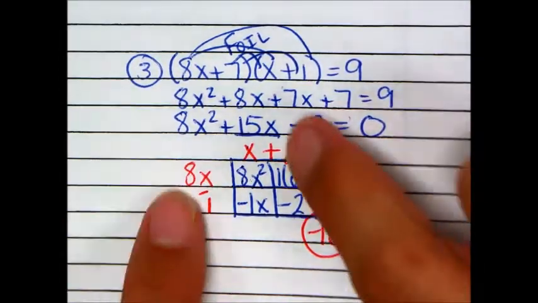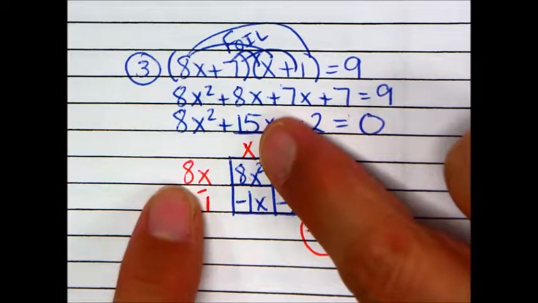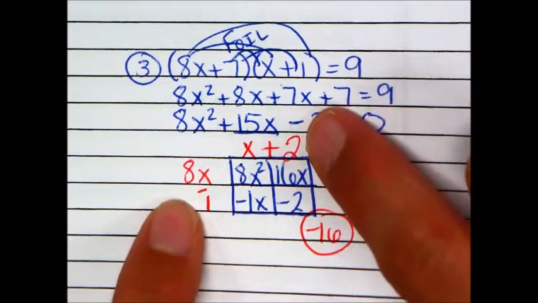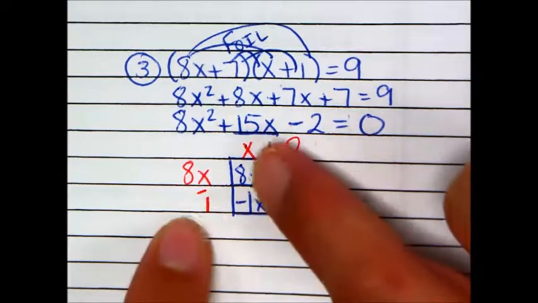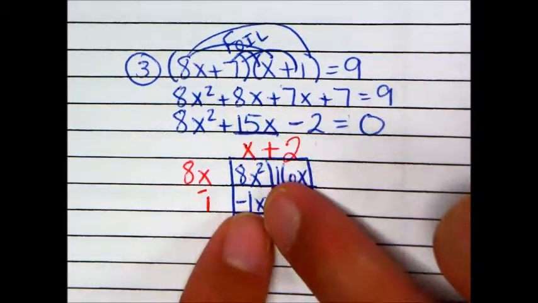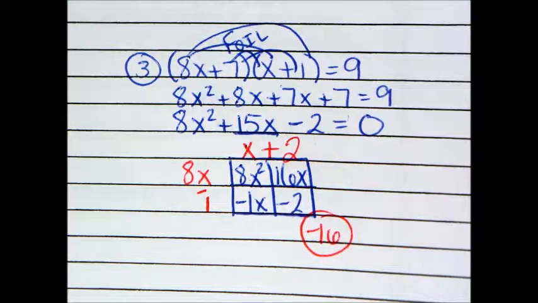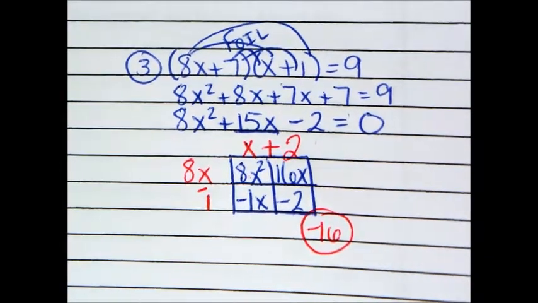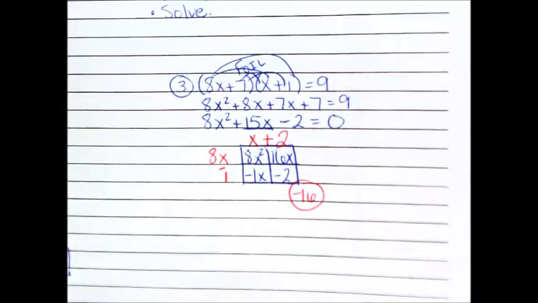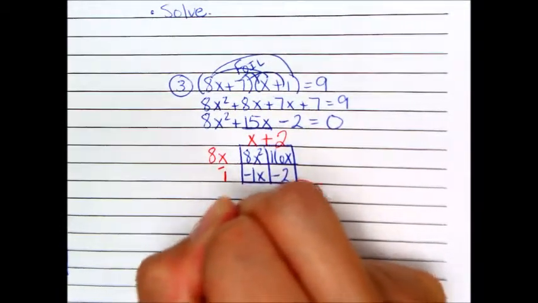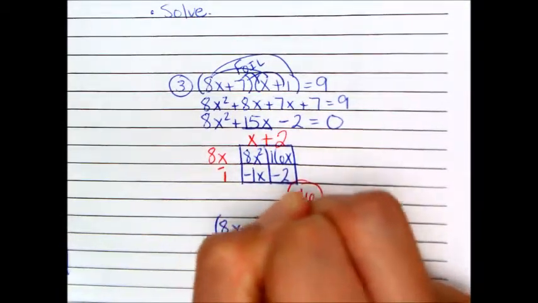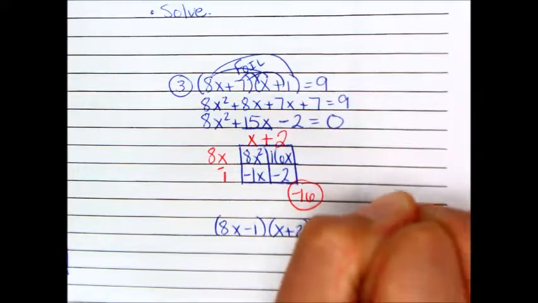And again, self-check. Look, 8x times x is 8x squared. 8x times 2 is 16x. x times negative 1 is negative 1x. 2 times negative 1 is negative 2. Works out beautifully. All right, so let's get our answers. Your factors are 8x minus 1 times x plus 2 equals negative 16.